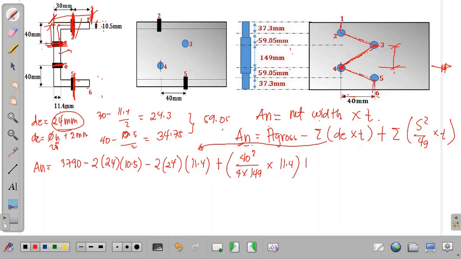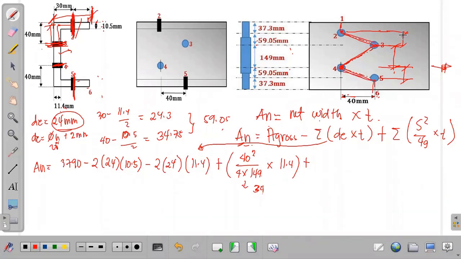Okay? Plus, ano pa? Ano pa yung magiging value natin dito? Ito, yung 2 to 3, ito ding dalawa. Diba? Yan, yung distance ng bolt 2 to 3 and 4 to 5. Yung kinuha natin dito, yung 149, ito, distance ng 2 to 3. Ito, 2 to 3, 3 to 4 na bolt. Okay? Ang isa pa, yung naka-staggered, yung 2 to 3, and then yung 4 to 5.